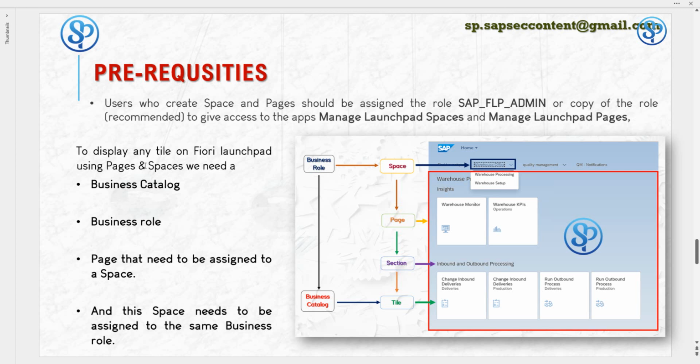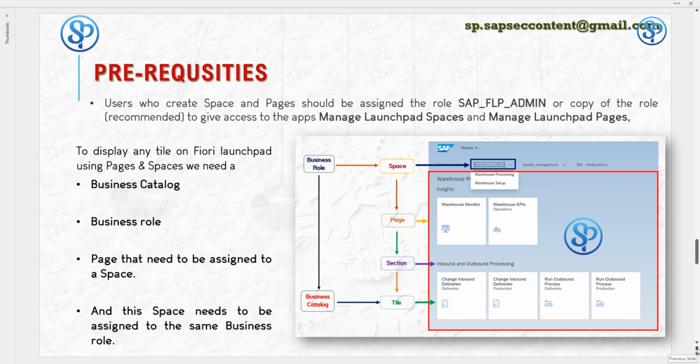To display any tile on Fiori Launchpad using pages and spaces, we need a business catalog, like we do now when we are using groups. We also need a role, right? The catalog contains the tiles, and the role is the one that gives access to the apps. And then the page that you create needs to be assigned to a space, and the space has to be assigned to the role. We'll see the flow in the next slide.